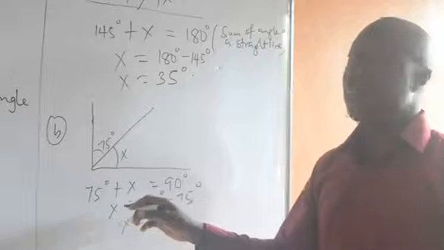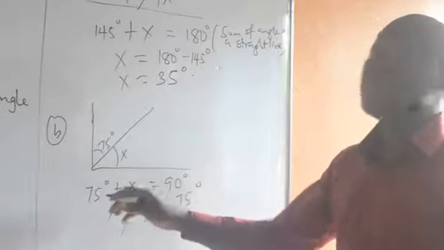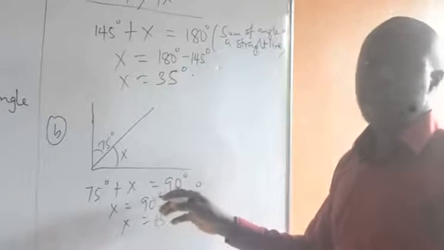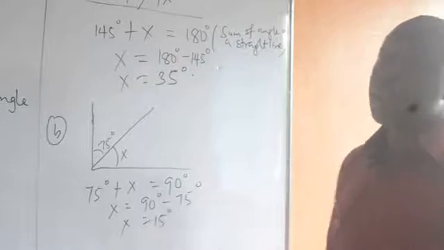So to get the value of X, we collect like terms. We'll move 75 degrees to the other side. So we have 90 degrees minus 75 degrees, which will end up giving us 15 degrees.